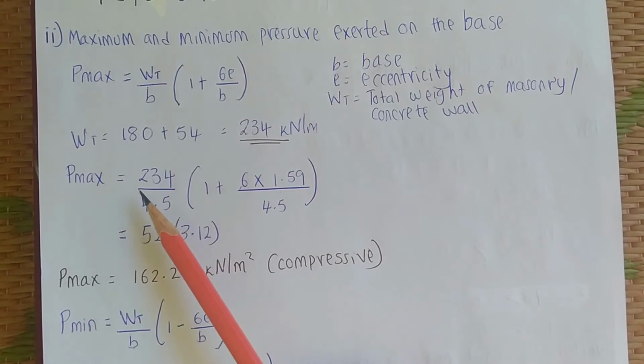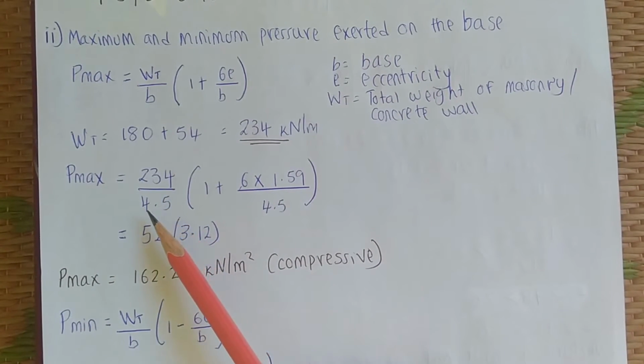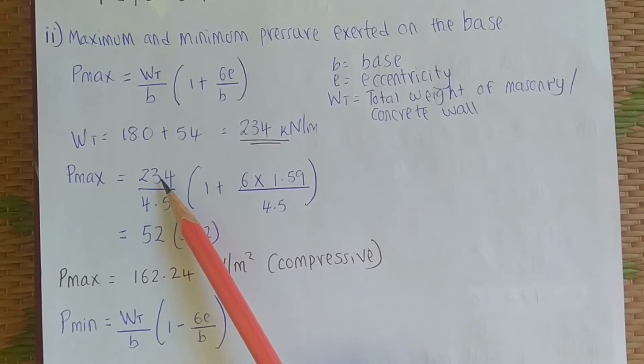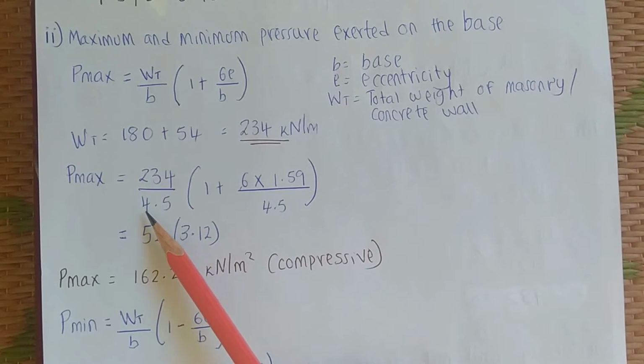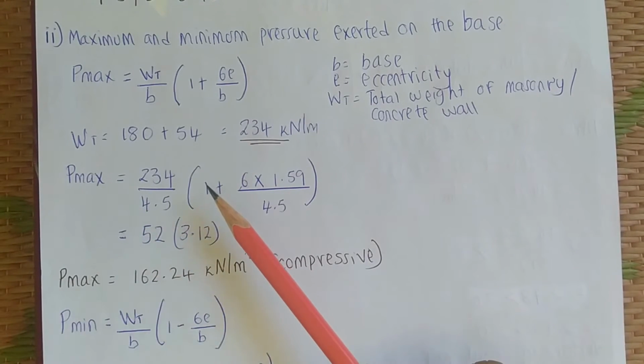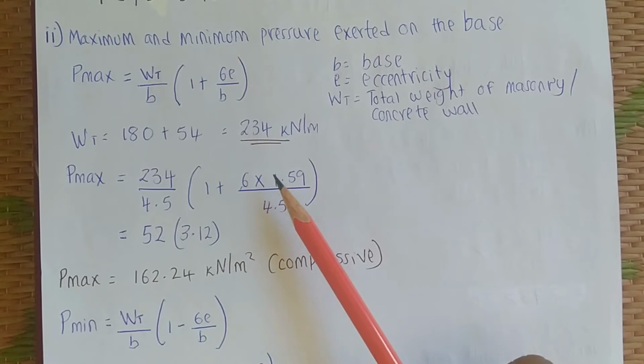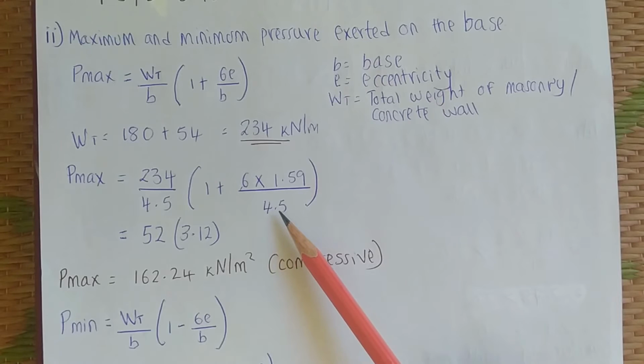Now we shall calculate Pmax. So Pmax is equal to 234, which is the total weight of the masonry wall, all over the base, which is 4.5, into 1 plus 6 times the eccentricity, which is 1.59, all over 4.5.